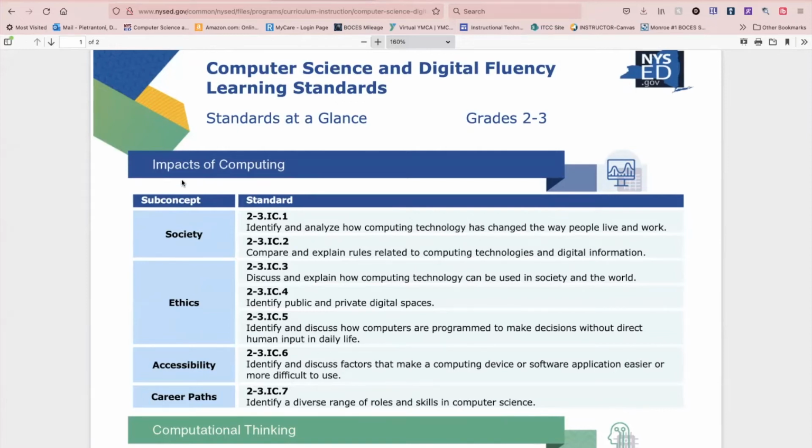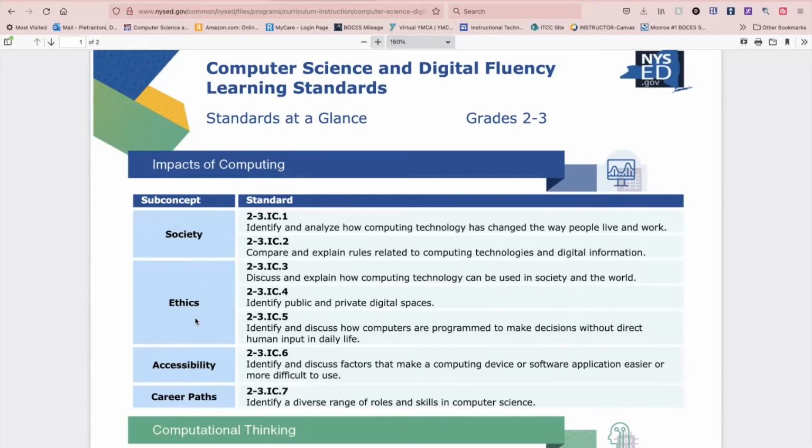So right here, the first one is impacts of computing, and you'll see the sub-concepts are on the left, and then the standards are in this green area on the right. You will see that the standards are written with the grade band, the concept area, and the standard number, and there are only 7 standards for this concept area. So I'm going to talk about one of them and discuss how this might be integrated into your classroom. It's grade band 2-3 IC standard 3, and it's in the ethics sub-concept area.